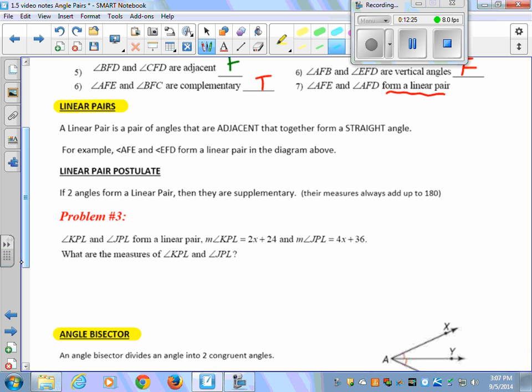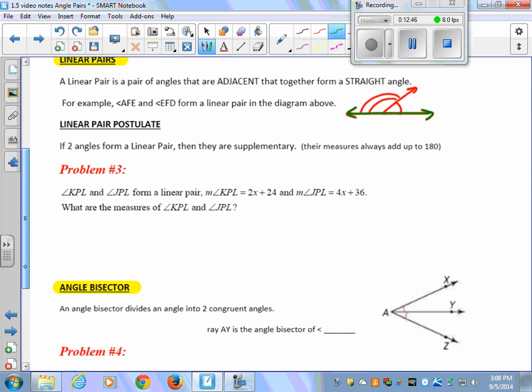So, a diagram for a linear pair is always going to be a line or a line segment with a ray coming off of it. You're always going to be forming two angles that sit on the line together, and therefore they form a straight angle, and they are a linear pair. The linear pair postulate says if two angles form a linear pair, then they have to be supplementary. If they form a straight angle, we know a straight angle is 180, and supplementary means 180. So a linear pair of angles will always add up to 180.